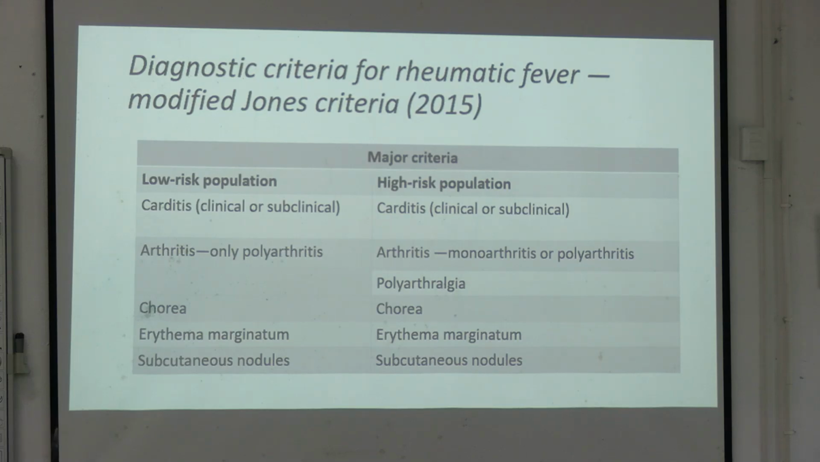Like the Duke's criteria, we have the Jones criteria, modified Jones criteria, for diagnosis of acute rheumatic fever. What does it involve? Remember, carditis, chorea, arthralgia, and subcutaneous nodules and erythema marginatum. If these are present, we call it Jones criteria.